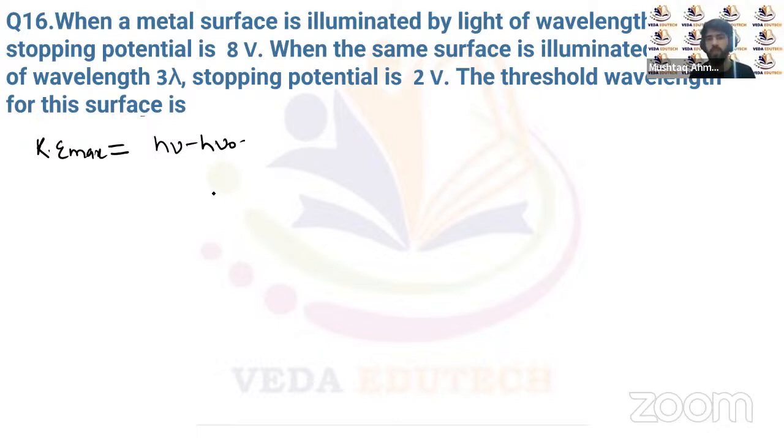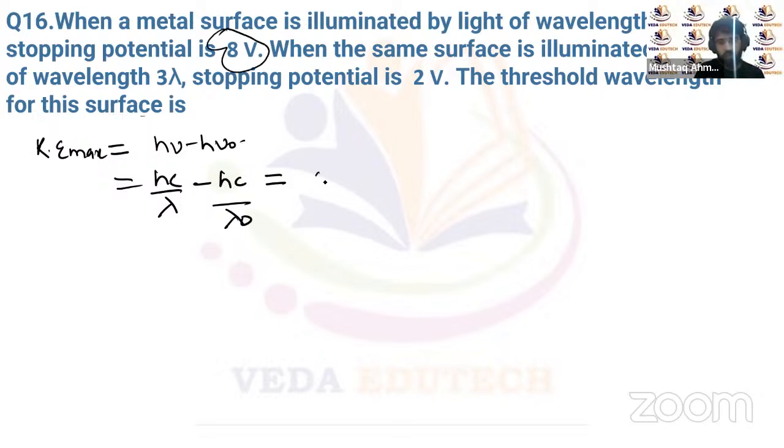When the same surface is illuminated by light of wavelength 3 lambda, if light of wavelength 3 times lambda is incident, the stopping potential is 2 volts. It means definitely the kinetic energy of the electron will decrease. In this case, hc upon lambda minus hc upon lambda naught will be equal to the maximum kinetic energy of the photoelectron. That's given as 8 volts, so it will be 8 electron volts.